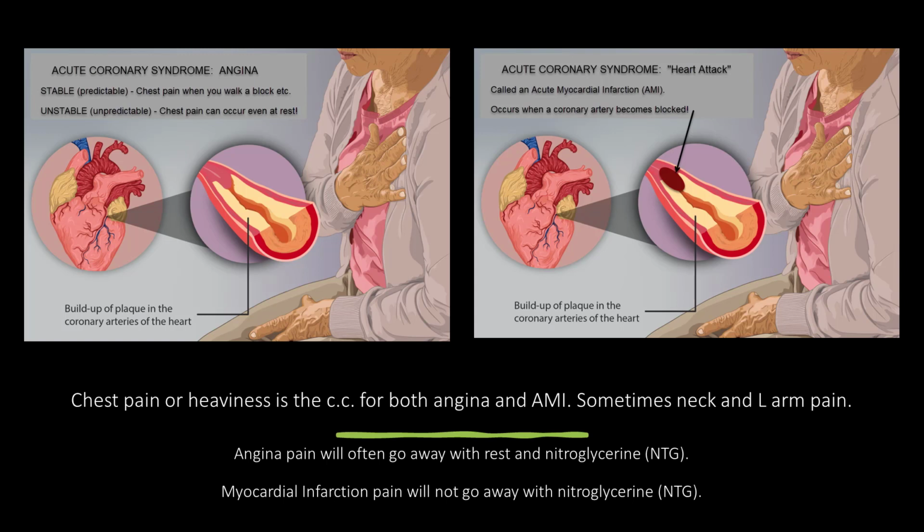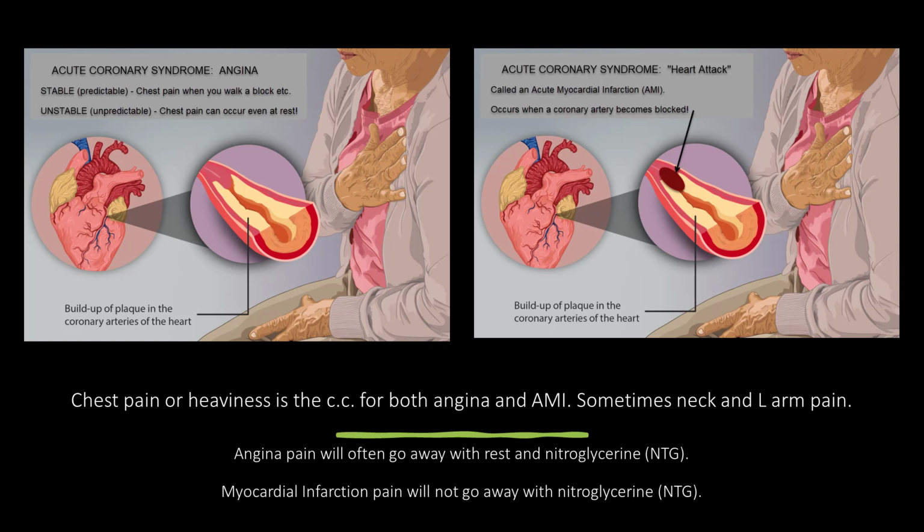And there's stable angina, or angina, and unstable angina. The stable angina is predictable. So every time you walk up 3 steps, every time you go around the block, you get the chest pain. And what do you do? You sit down and rest, and the pain goes away.